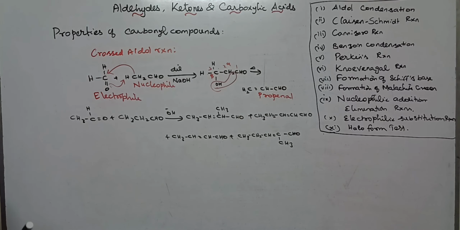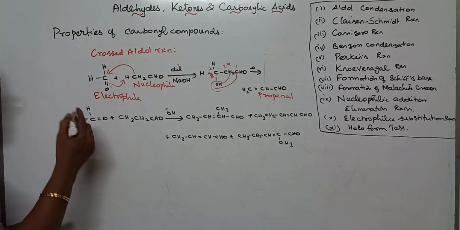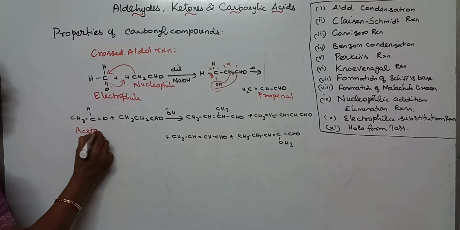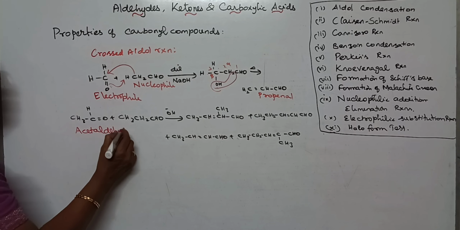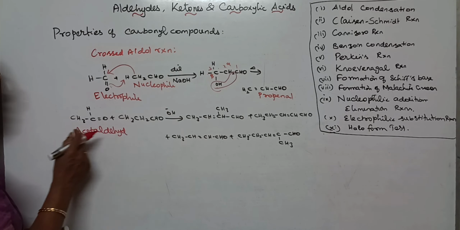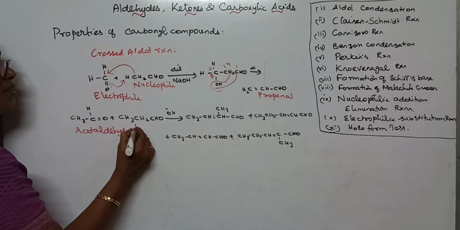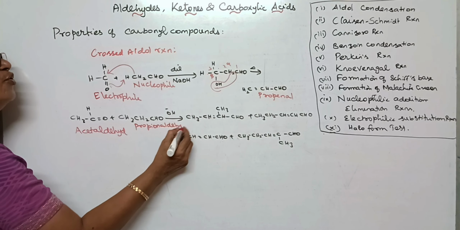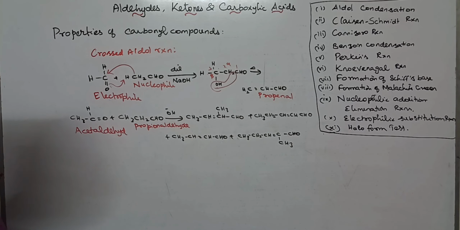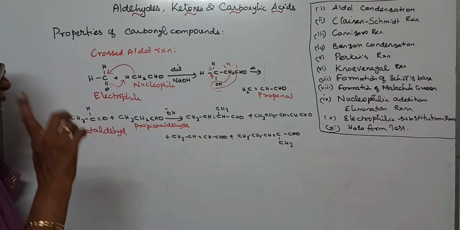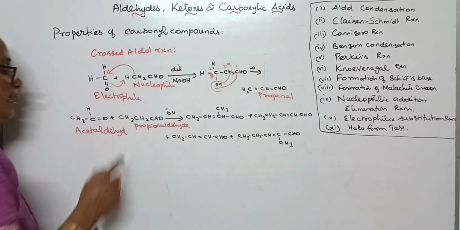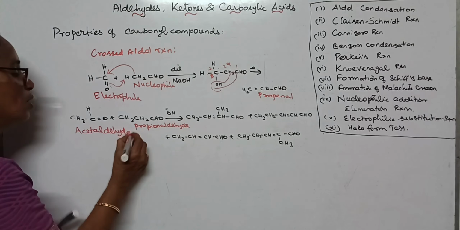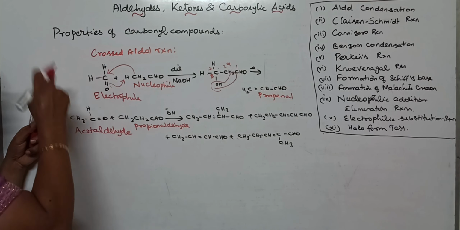Now let us take another example. One is acetaldehyde and the other is propanaldehyde. In this case I will expect to get 4 different products. Why 4? Because the similar aldehyde, acetaldehyde, undergoes aldol reaction with its own acetaldehyde.